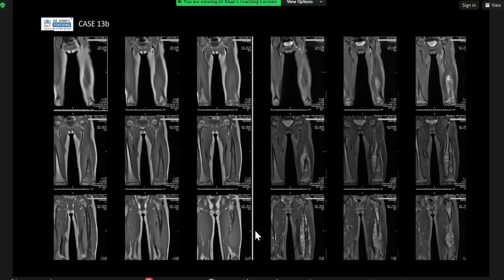Okay, MRI T2. I see the lesion is extensive in the lower two thirds of the left femur. There's a high signal edema of the surrounding soft tissue. Okay. The lesion is infiltrating the bone. For these features, I will go with osteosarcoma.